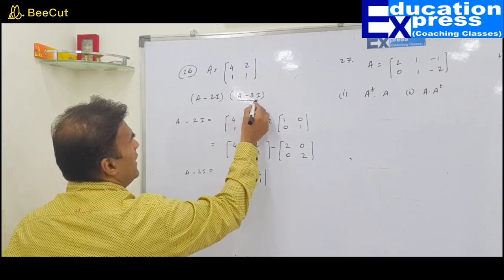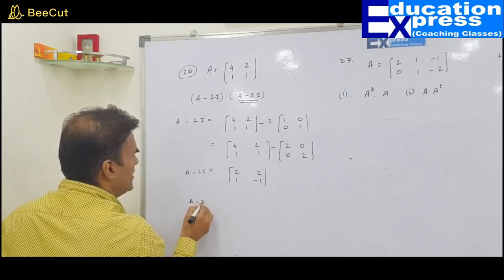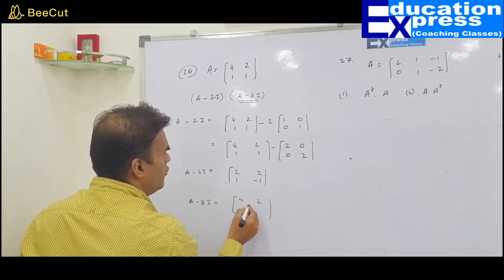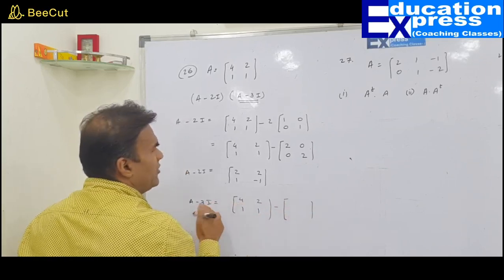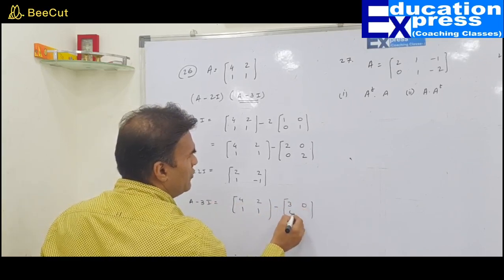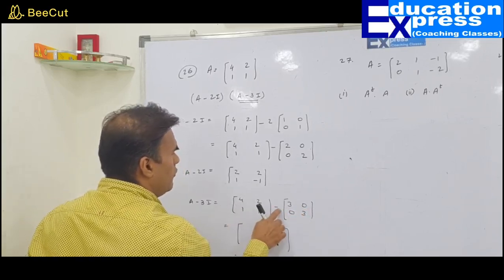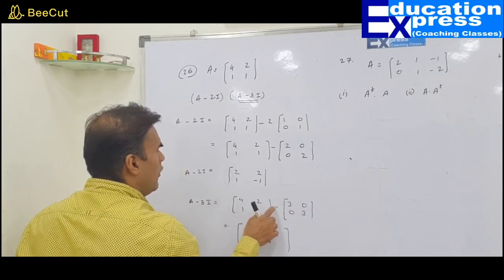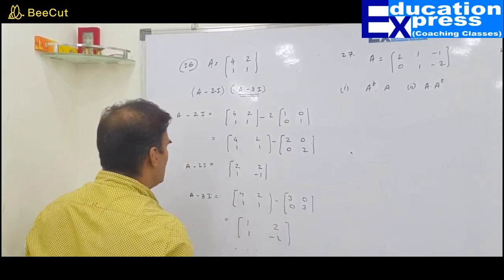Similarly, we can find A minus 3i. So A minus 3i would mean matrix A 4, 2, 1, 1 minus 3i. 3i would mean 3, 0, 0, 3. Can we do the subtraction now? 4 minus 3, 1. 2 minus 0, 2. 1 minus 0, 1. 1 minus 3, minus 2.